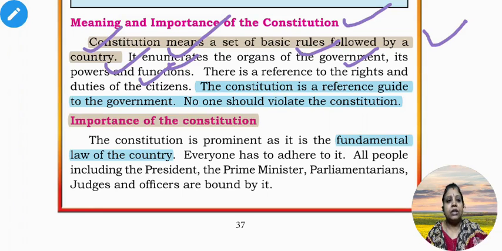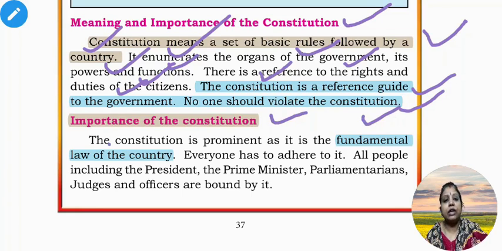Like this, the Constitution is a reference guide to the government. No one should violate the Constitution. Everyone has to follow the rules given in our Constitution compulsorily. Let us understand the importance of the Constitution. The Constitution is prominent as it is the fundamental law of the country.